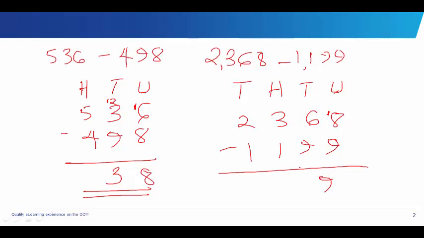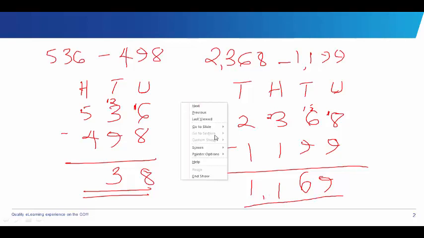5 minus 9, it won't go. We'll borrow 1 from here, becomes 15. 15 minus 9 will give us 6. We have 2 here left. 2 minus 1 will give us 1. And this 2 minus this 1 will give us 1. So our answer is 1,169. So now let's go to our multiplication.